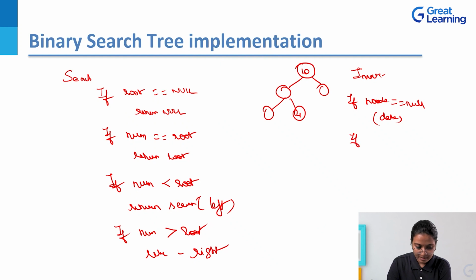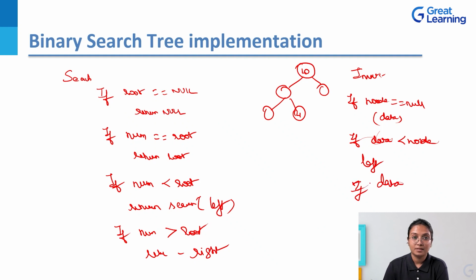If, again, whatever data is given by the user is lesser than the node, then it will go towards the left side of it. If there's one more condition, the value given by the user is greater than the node value, then it goes towards the right side, and we insert the element accordingly as per the conditions it is satisfying, right? So this is about search and insertion.